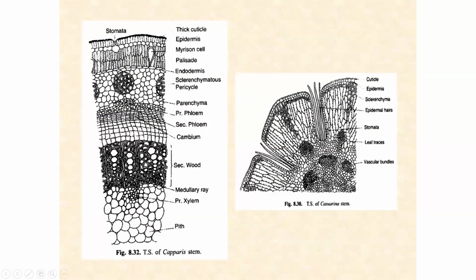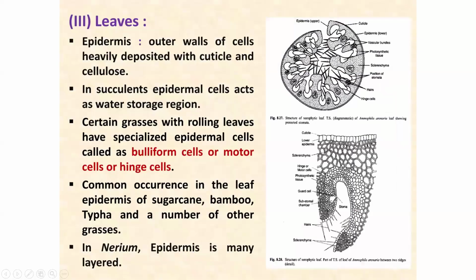When we observe here the thick cuticle, epidermis, and myrizoan cells, sclerenchymatous hypodermis. So in Casuarina also, that is the thick cuticle, epidermis, sclerenchymatous hypodermis, and here the epidermal hairs are also seen, and sunken stomata, and vascular bundles are also well developed. So next one is the leaves.